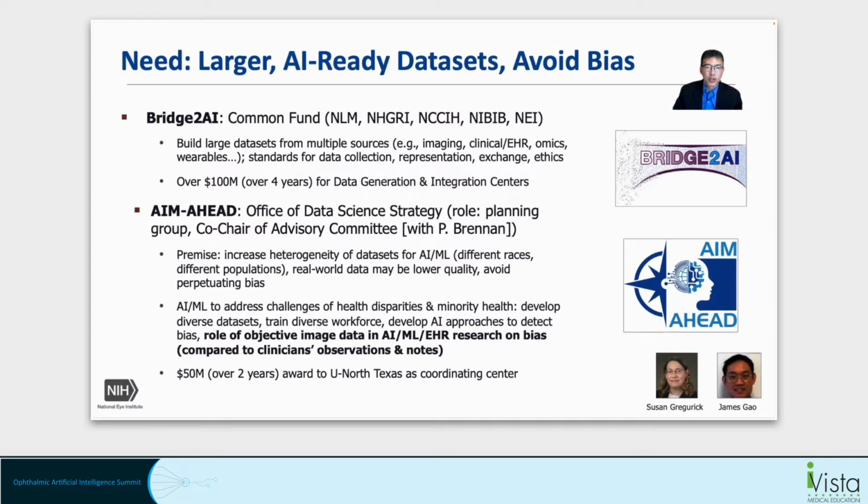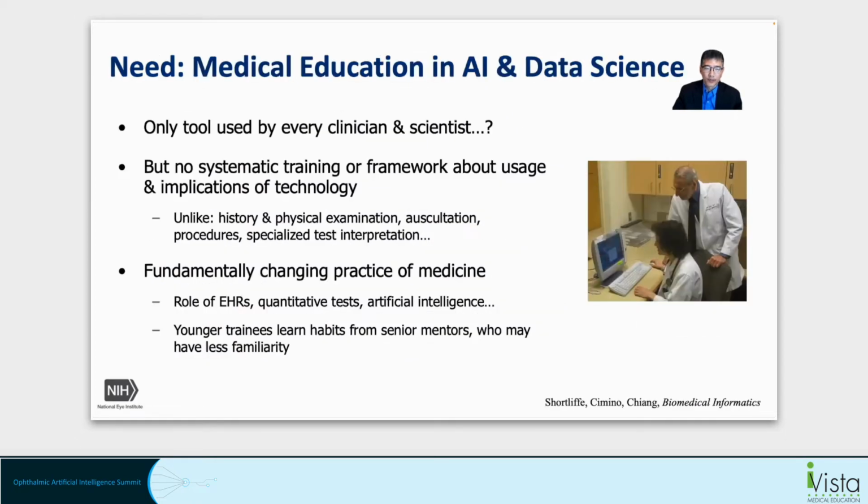And the premise of this is that we're using artificial intelligence to address challenges of health disparities and minority health by developing diverse data sets, training a diverse workforce, and developing AI approaches to detect bias in medical records. And I really hope that objective image data can play a big role in this. Again, this is going to be a big project, $100 million over 4 to 5 years. Okay, so NIH projects involving larger data sets that are AI ready.